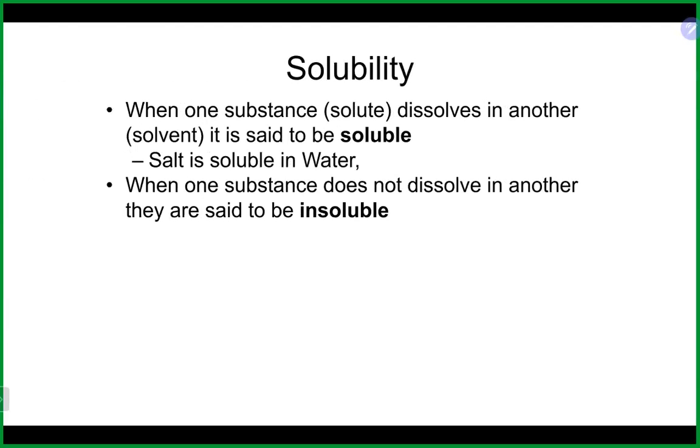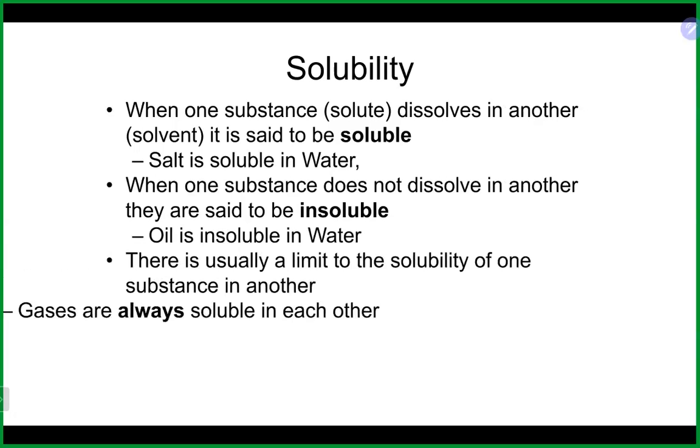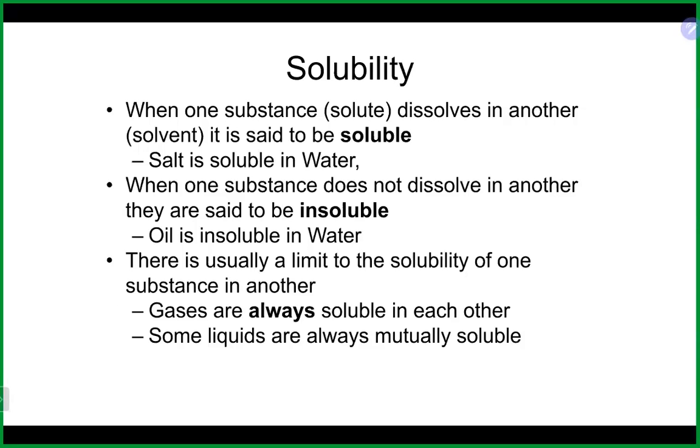So when we talk about solubility, when one substance dissolves in another, when the solute dissolves in the solvent, it is said to be soluble. So if we take a salt, like sodium chloride, an ionic compound, we would again expect it to be soluble in water because of the way it can be surrounded by water. When one does not dissolve in the other, it's said to be insoluble. There is a limit to the solubility of one substance in another.